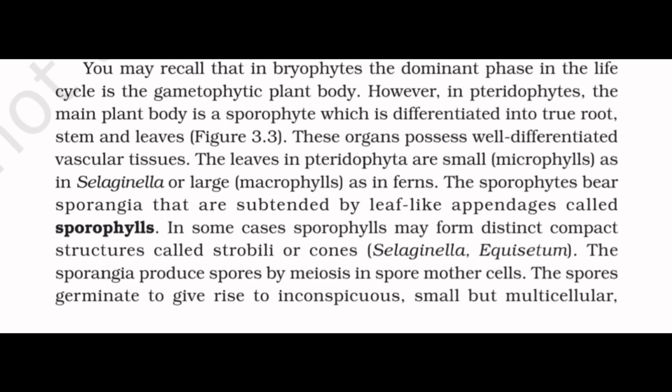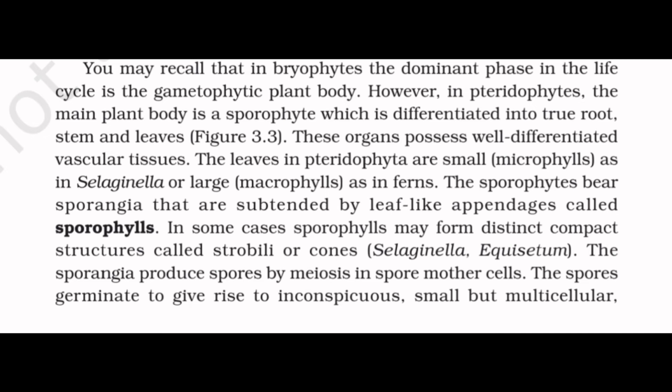The leaves in pteridophyta are small microphylls as in Selaginella or large macrophylls as in ferns. The sporophytes bear sporangia that are subtended by leaf-like appendages called sporophylls. In some cases, sporophylls may form distinct compact structures called strobili or cones, for example in Selaginella and Equisetum. The sporangia produce spores by meiosis in spore mother cells.